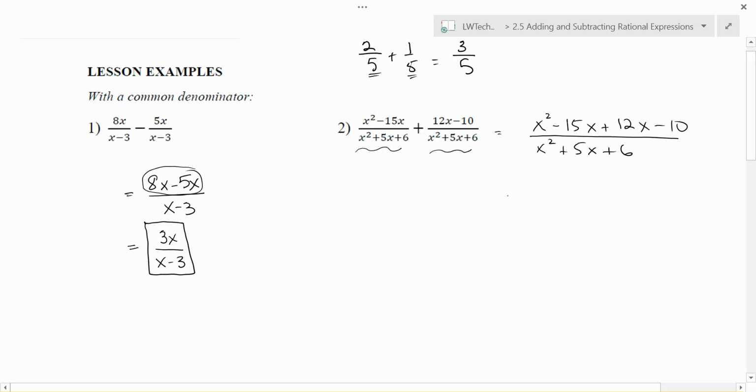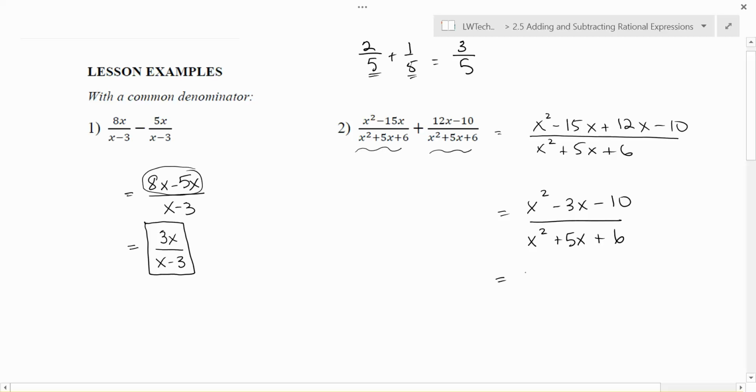Now I need to see if I can simplify this. First of all, notice that there are some like terms on the top. We can do minus 15x plus 12x to get a minus 3x on top. And now I have x squared minus 3x minus 10 in the numerator and x squared plus 5x plus 6 in the denominator. Sounds great. Again, I'd like to make sure this is completely simplified, so we need to make sure there's no common factors that we could divide out. In order to do that, though, we're going to need to actually factor these expressions.